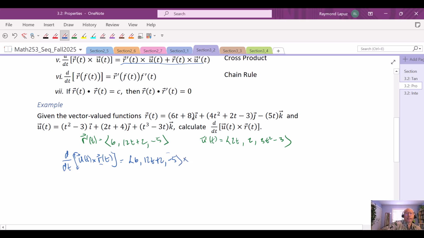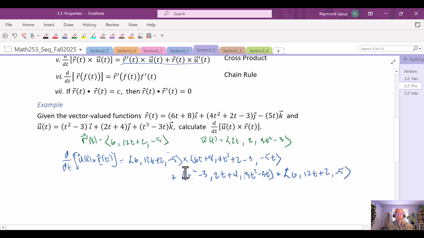The second function is r, so I look back at my r. That's ⟨6t + 8, 4t² + 2 - 3, -5t⟩ plus the first, that's u, that's ⟨t² - 3, 2t + 4, 3t² - 3t⟩ crossed with the derivative of the second. So the derivative of r is going to be ⟨6, 12t + 2, -5⟩.